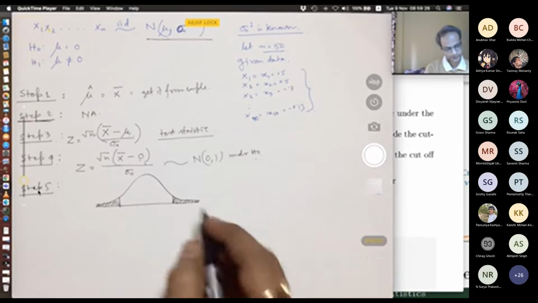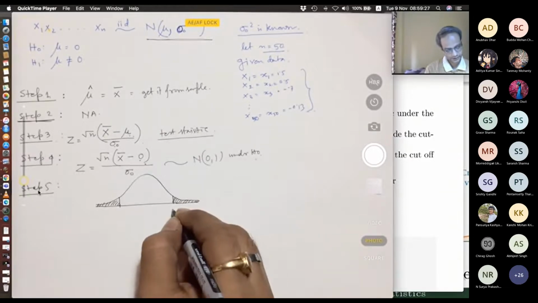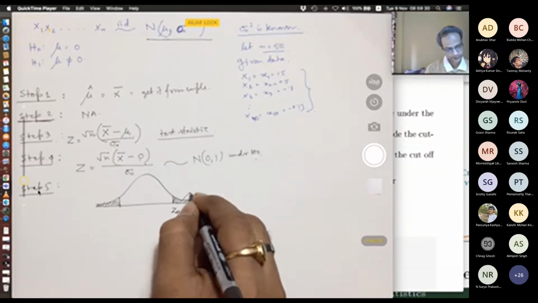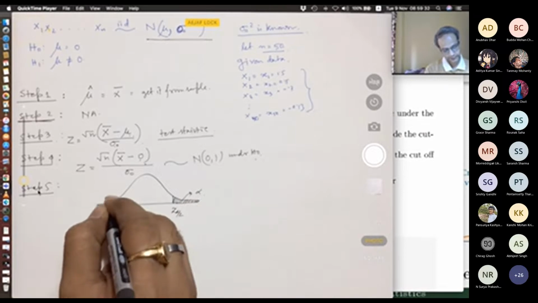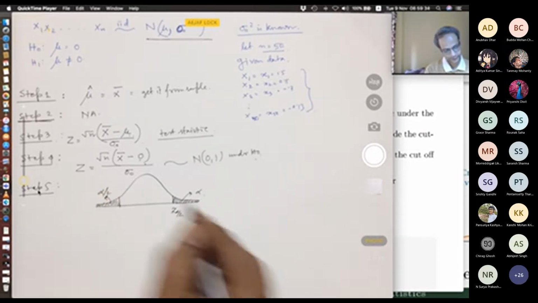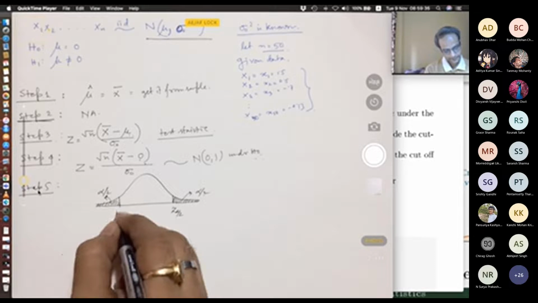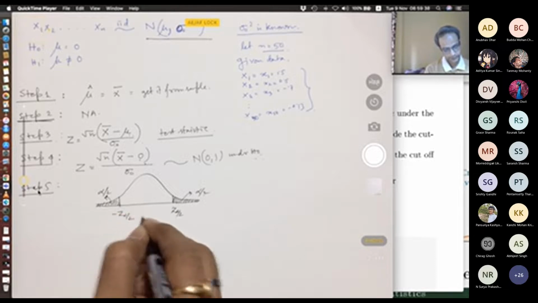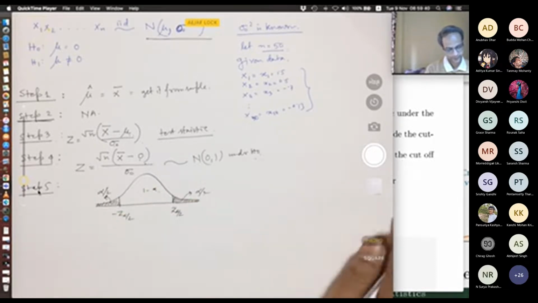So this region is Z alpha by 2. This region is alpha, this region is alpha by 2. This is minus Z alpha by 2. This region is 1 minus alpha.